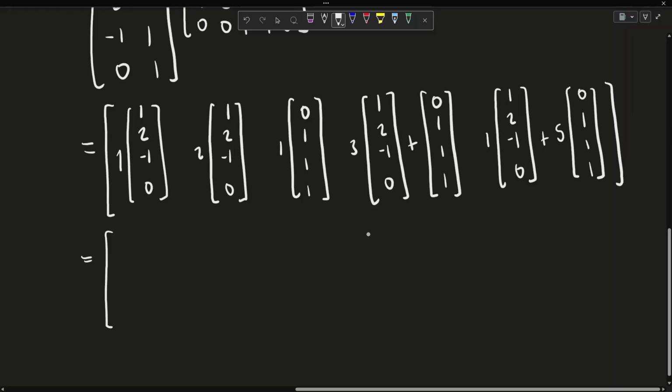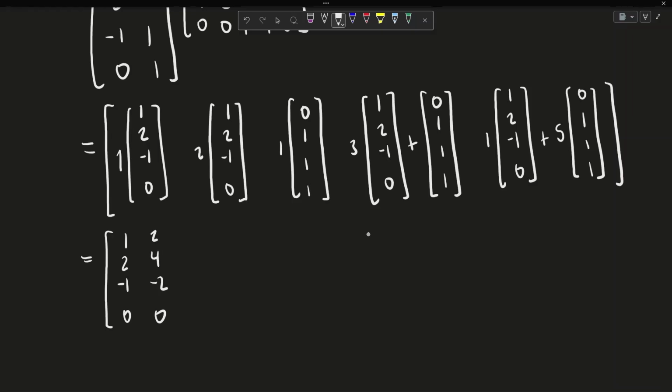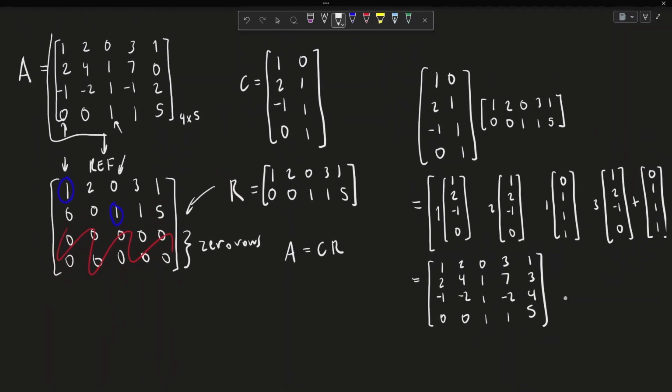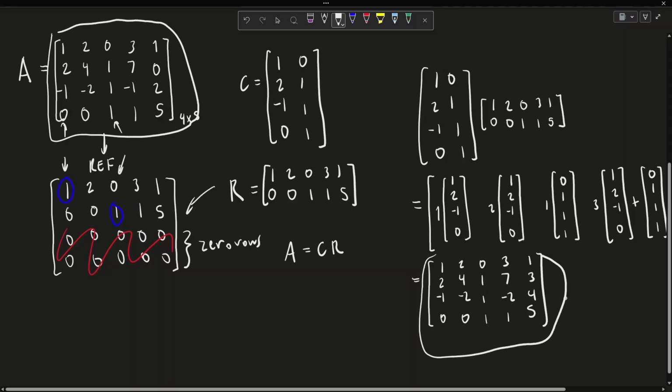Expanding this out, the first column is 1, 2, negative 1, 0. The second column is 2, 4, negative 2, 0. The third column is 0, 1, 1, 1. The fourth column is 3, 7, negative 2, 1. And the fifth column is 1, 3, 4, 5. Now if we compare this to our original matrix A, we find that this matrix is indeed equal to our matrices C and R multiplied by one another.